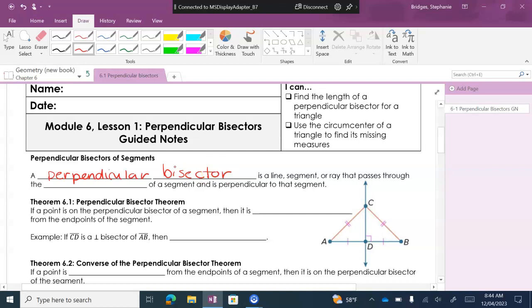Okay, a perpendicular bisector is a line, segment, or ray that passes through the midpoint, that's the next blank, of a segment and is also perpendicular to that segment. It's in the name, perpendicular bisector. Right angles, cuts the segment in half. Okay?